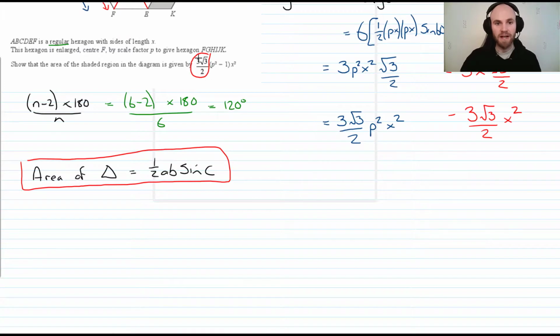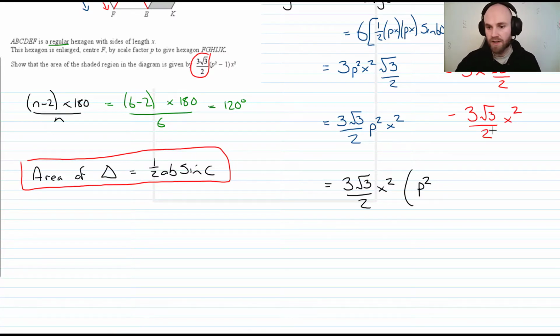And again, if we look at what we are asked to show, we are pretty close now. We just need to factorize the right thing. So we need to have p squared minus 1 in the bracket on its own. I'm going to factorize from this one. I just want p squared on its own. I'm going to factorize 3 root 3 over 2 x squared to give us p squared here. And then luckily enough, it's looking very good. If we were to factorize 3 root 3 over 2 x squared from here, we would just have minus 1. And we are pretty much where we need to be.